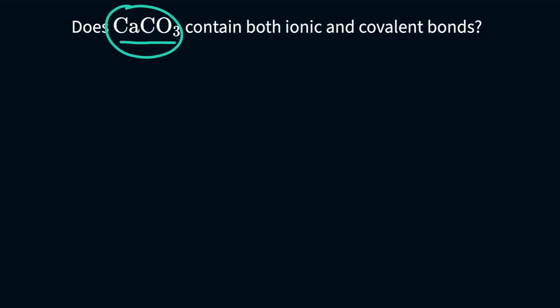CaCO3, which is calcium carbonate. Does calcium carbonate contain both ionic and covalent bonds? Let's see. Well, it does or it doesn't, right? Let's check it out. So we have calcium carbonate, we got CaCO3. So maybe I'll just put that on this side. So we have calcium, then we got maybe not too far away, CO3.